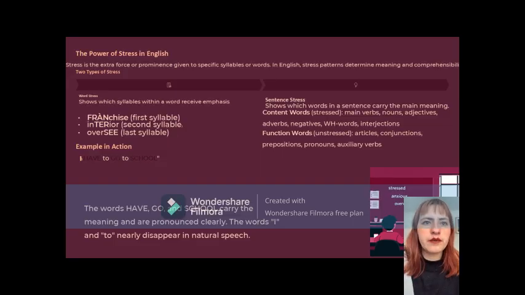One, word stress, shows which syllables in a word are stressed. For example, phrases, where the stress mark is represented on the letter A, meaning the A sound should be stressed. Another example could be interior, where the stress mark is placed on the second syllable. Oversee is another example where the stress is on the last syllable.